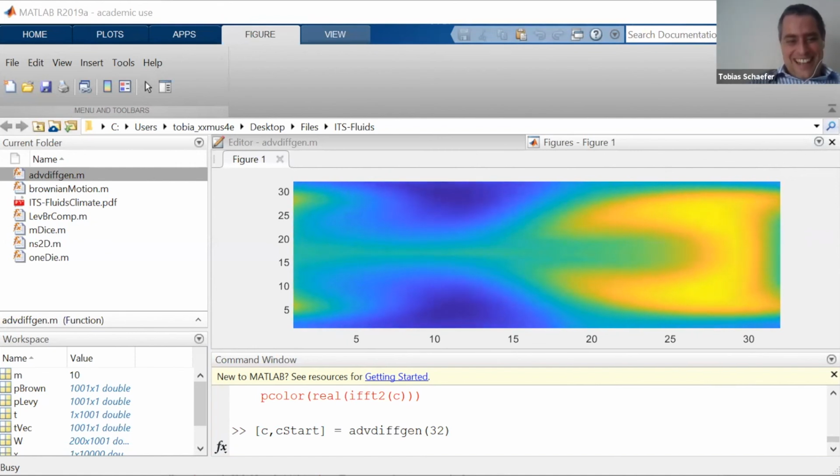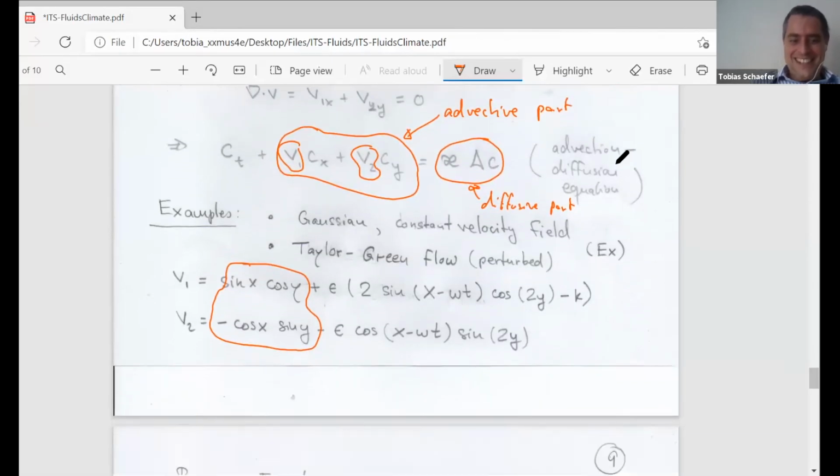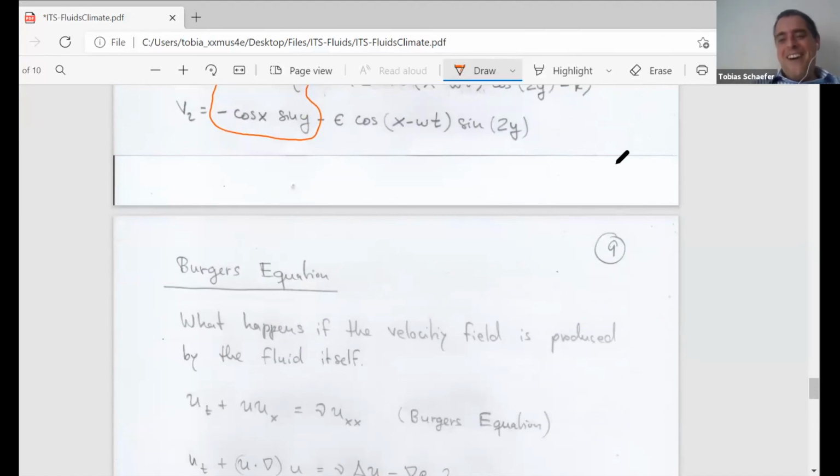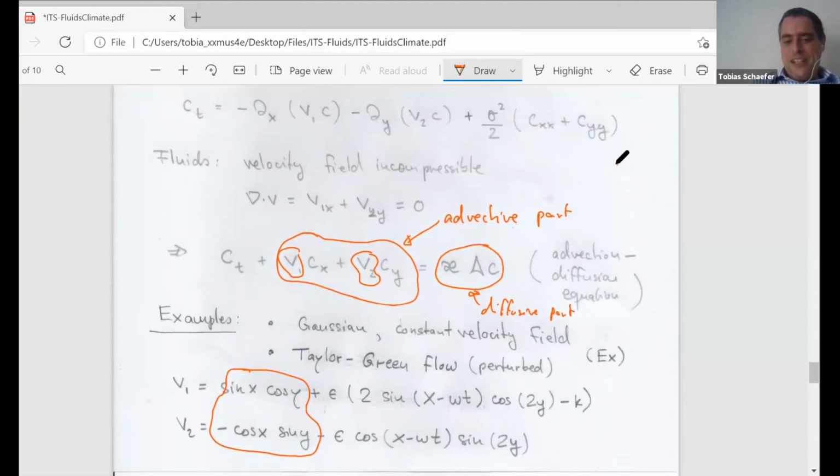Let's go back to the lecture notes. Can you see the lecture notes again? So now this is where the real fun starts. See, in this advection diffusion equation, the idea was that V1 and V2 are the velocity fields that are given, specified by the fluid, and C is the concentration of the dye. If you want to understand how the fluid itself is moving, then the idea is that a fluid particle is actually advected by the fluid itself.